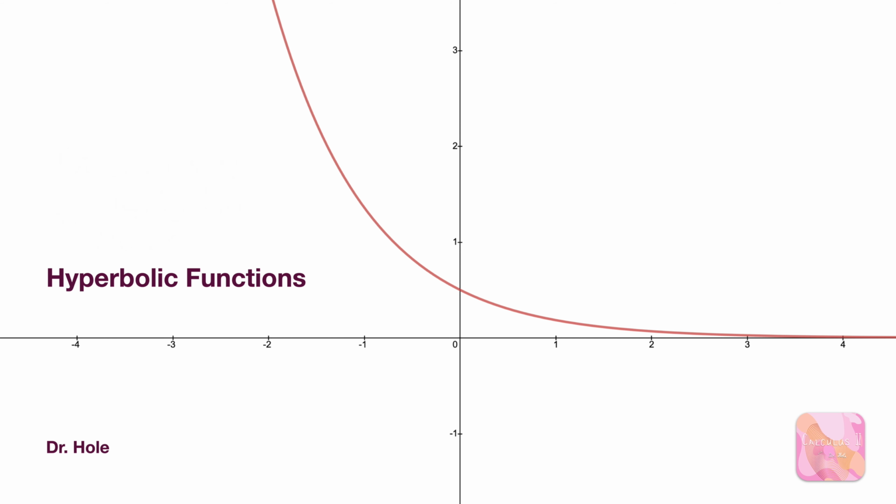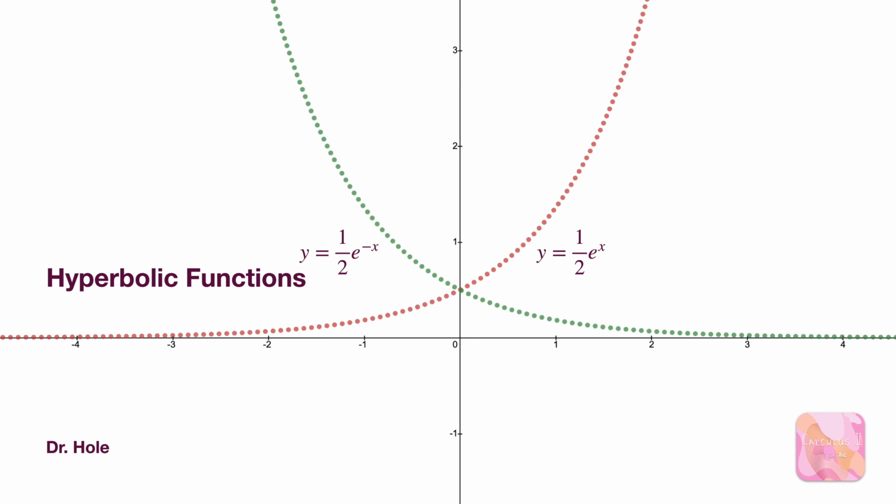Now let's bring those two together. The red curve is 1/2 e to the x. The reflection of the red curve produces the green curve, or y equals 1/2 e to the negative x. What we're going to do is add these two functions to produce a third function. Start at x equals 0. 1/2 plus 1/2 would produce 1. That'll be a point on the new graph.